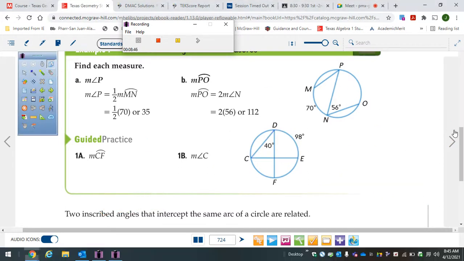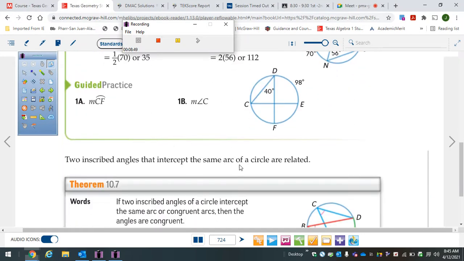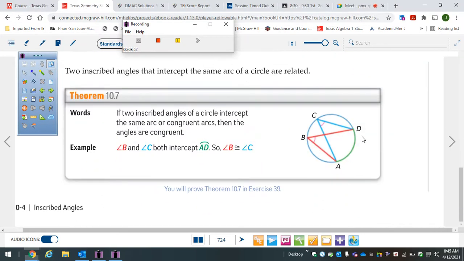Okay, so 2 inscribed angles that intercept the same arc of the circle are related. So looking at the arc here, you see arc AD. Do you see how angle DCA and angle DBA are both inscribed to the same arc? All right, in that situation, look what happens here. If 2 inscribed angles of a circle intercept the same arc or congruent arcs, then the angles are congruent.